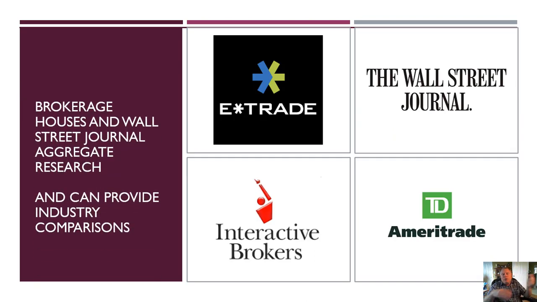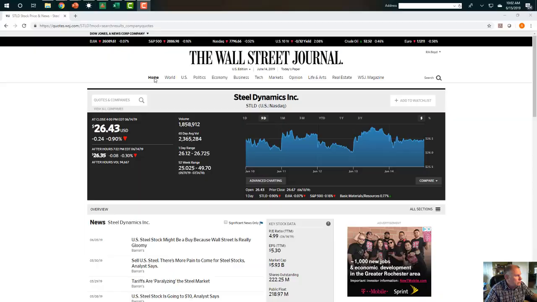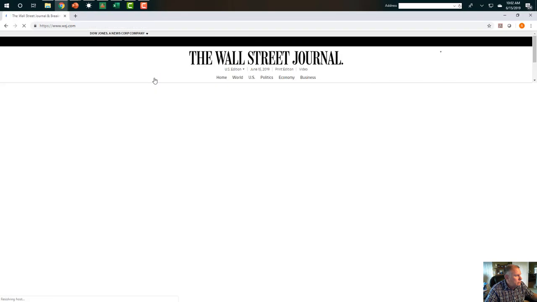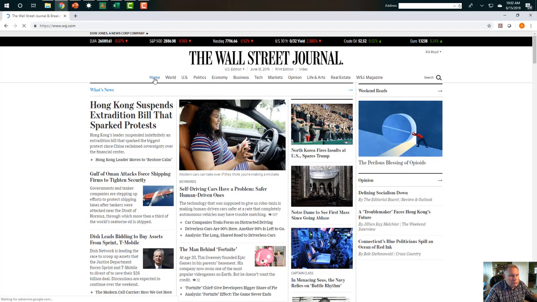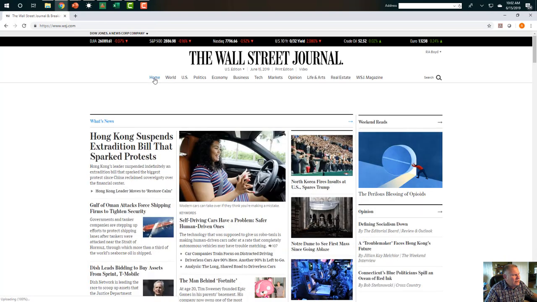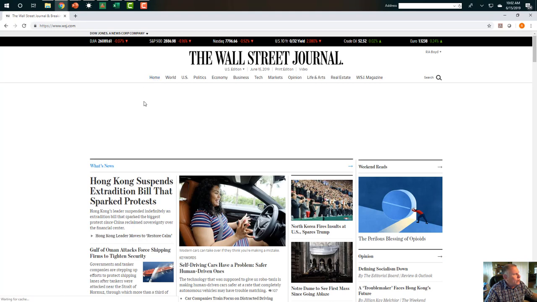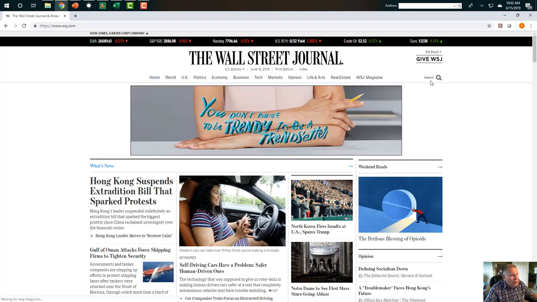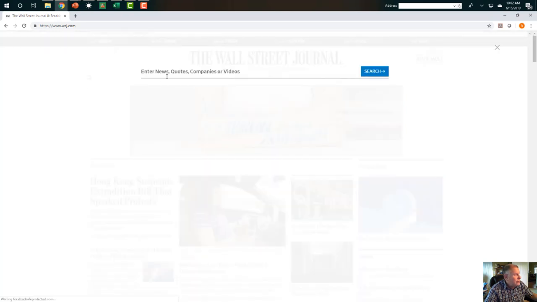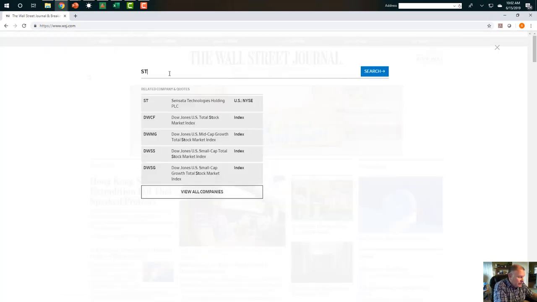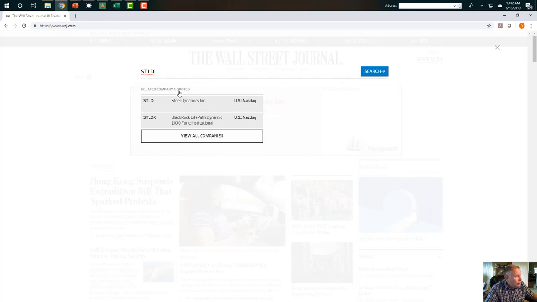Brokerage houses in the Wall Street Journal aggregate research and can provide industry comparisons. Let's take a brief look at what we can find at the Wall Street Journal. So let's see exactly what's going on at the Wall Street Journal. You can go in and you can search, and you don't need a subscription to do some of this. And I'm going to, of course, put in STLD, because that's the company I've been working on.